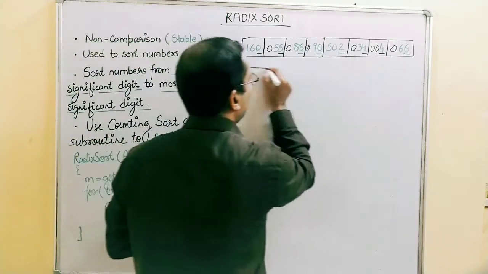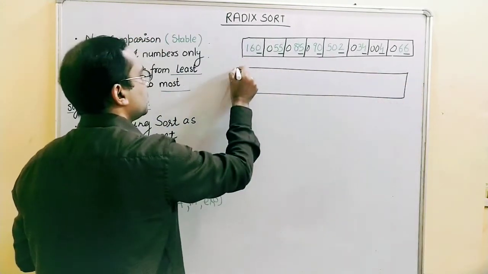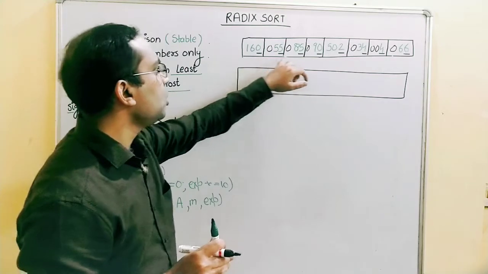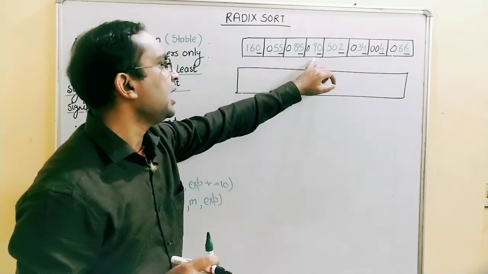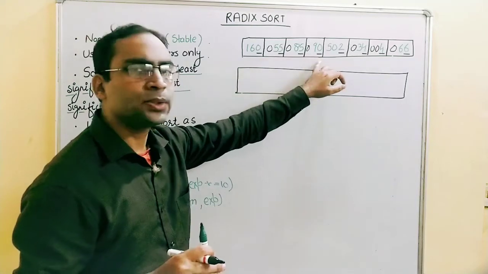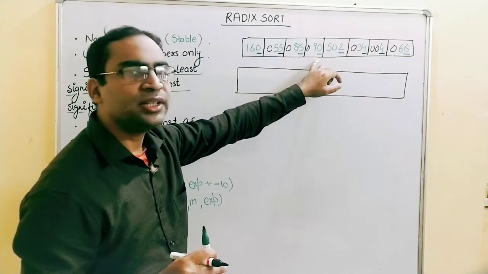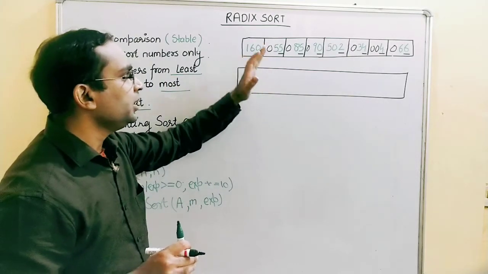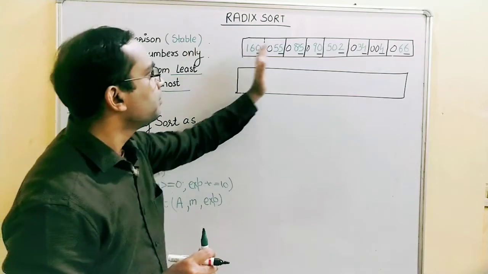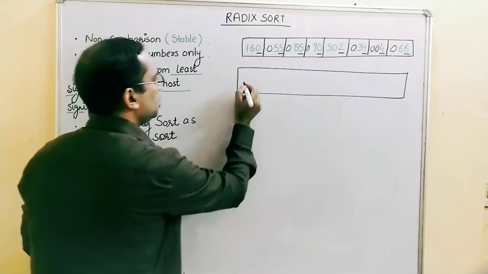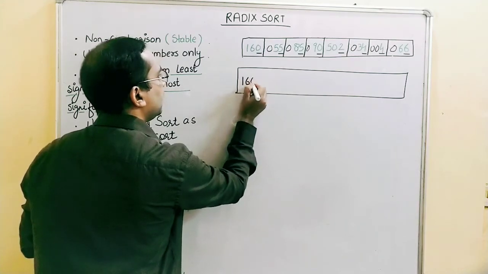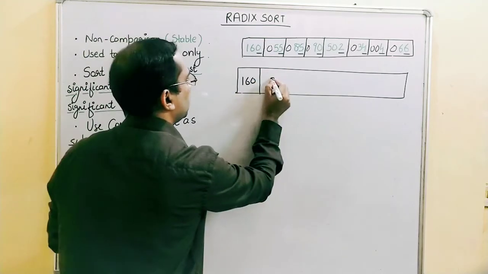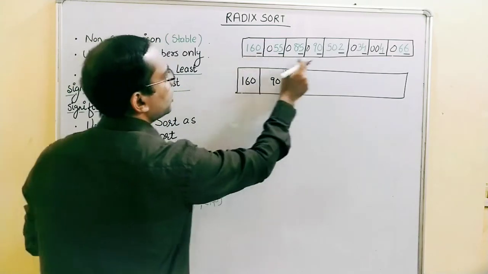So if we are going to sort them, what will be the sorting criteria based on the ones digits? You can see the smaller numbers are this 0, then we have 0. Whenever we have the same numbers, like this is also 0 and this is also 0, then we'll not pick this 90 first, we'll pick this 160 first, because it is already placed before 90. So we'll use 160 first, then the next number will be 90. So this is 0 and 0.